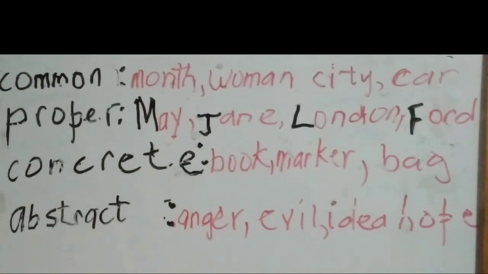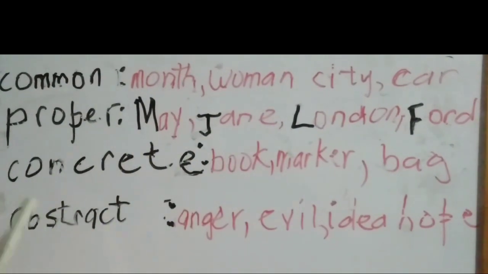All right? So let's look at the list that we have here. We have book, we have marker, and we have bag. So book, marker, and bag. So those are the 3 examples that we're going to use today.